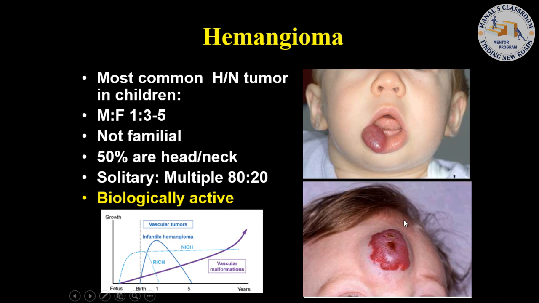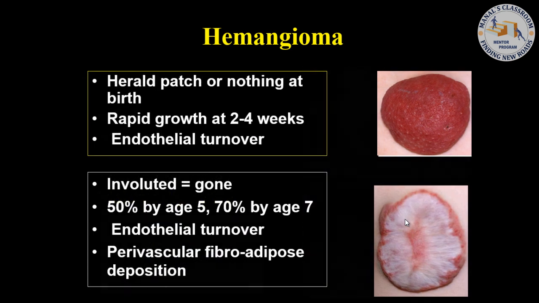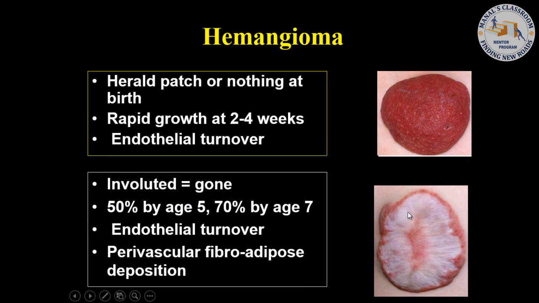As I mentioned before, the most common infantile hemangiomas should involute. So they present as macular patches at birth. As I mentioned, there's rapid growth at 2 to 4 weeks. And histologically, this is associated with endothelial turnover. They then go through an involuted phase, and 50% involute by the age of 5 years old, and about 70% involute by the age of 7 years old.